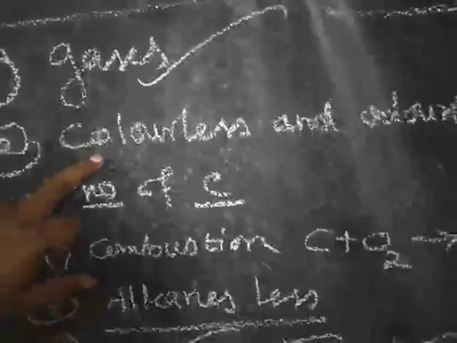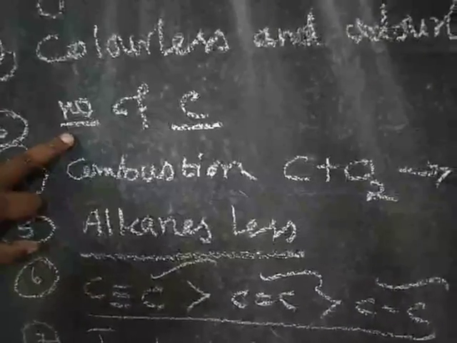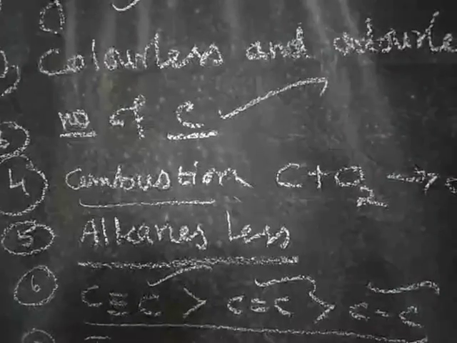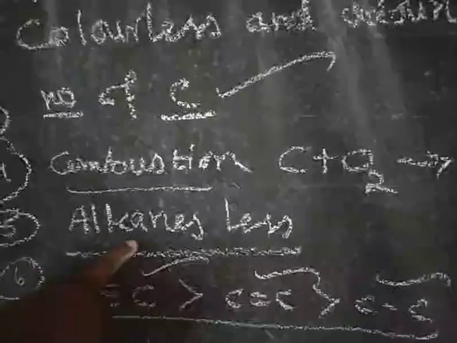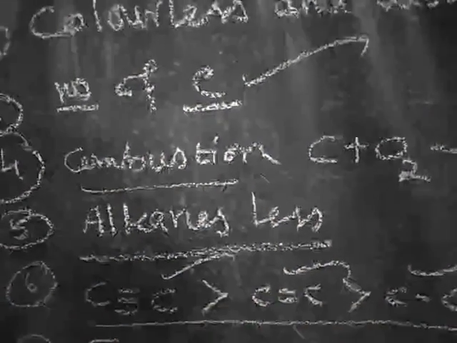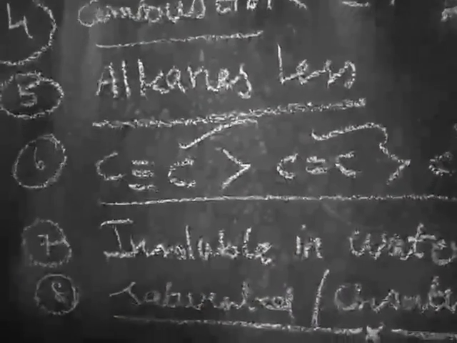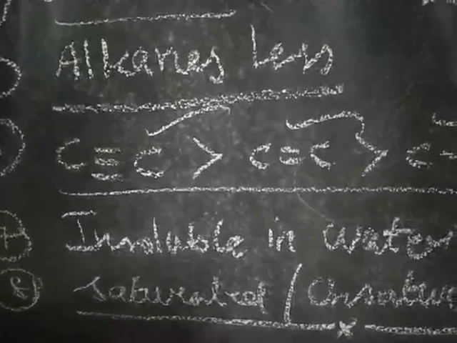So these are all the characteristics of hydrocarbons. First, almost all the lower hydrocarbons are gaseous. Second, colorless and odorless. Third, as we increase the carbon atoms, the boiling point also increases. Fourth, hydrocarbons undergo combustion reactions to produce different types of compounds. Alkanes are less reactive than the other hydrocarbons. Next, insoluble in water. Last, alkanes are saturated and the other two hydrocarbons are unsaturated.